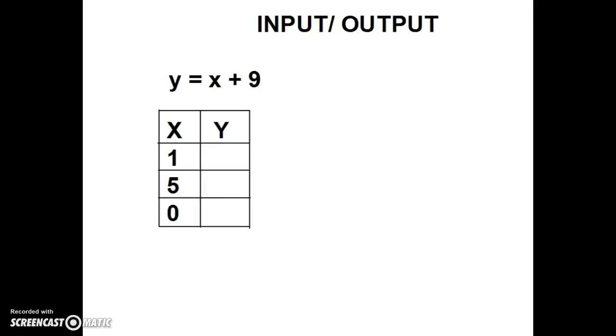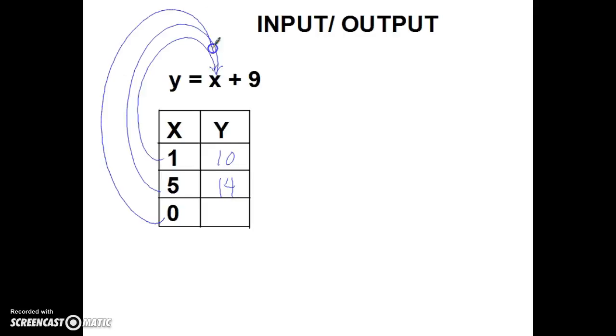Y equals x plus 9. Remember, I'm just putting the x in, so 1 plus 9 gets me 10. Let's try the 5. 5 plus 9 equals 14. Put a 0. 0 plus 9 equals 9.